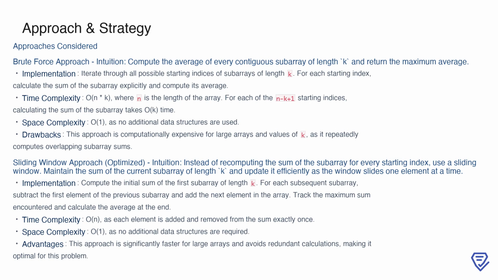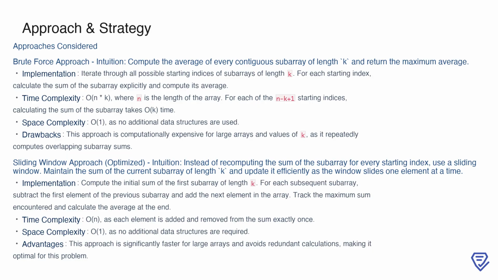To solve this problem, we first consider two possible approaches. The brute force approach is straightforward and relies on calculating the average of every contiguous subarray of length k. The idea is simple: iterate through all possible starting indices, compute the sum of the subarray for each starting point, and then calculate the average. While this works, it has a significant drawback. The time complexity is O(n*k), because for each of the n-k+1 starting indices, we explicitly compute the sum of k elements. This can become computationally expensive as the size of the array or the value of k increases.